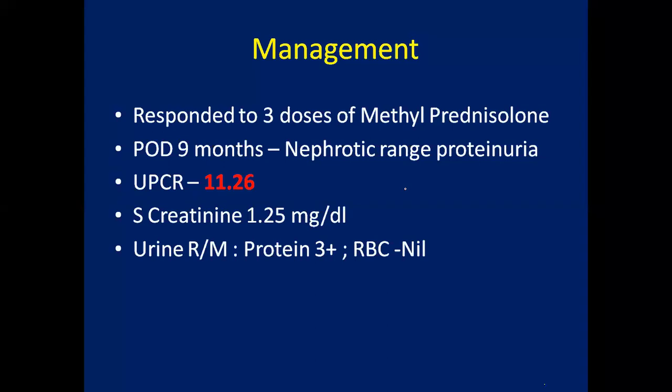He was managed with 3 doses of methylprednisolone, and at POD 9 months everything was fine. After some duration, this patient presented with nephrotic range proteinuria. UPCR was 11.26, serum creatinine was 1.25. The membranous which we ignored in the first transplant came up in the second transplant, 9 months after second transplantation. And now again, the IgG staining was persisting.